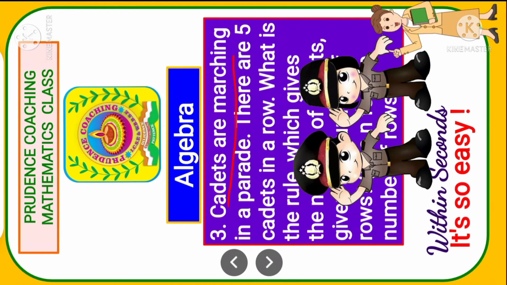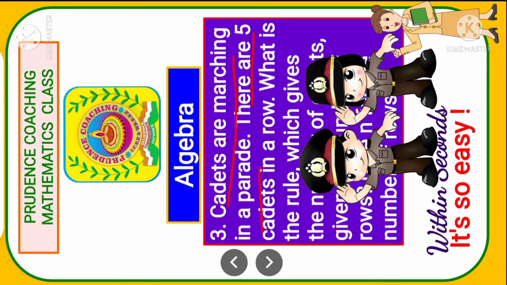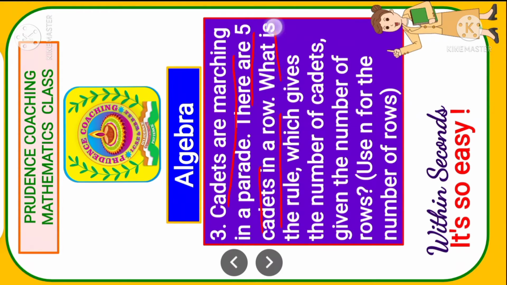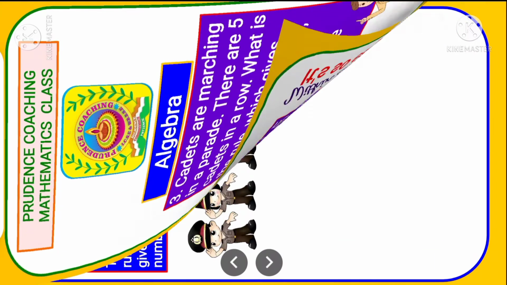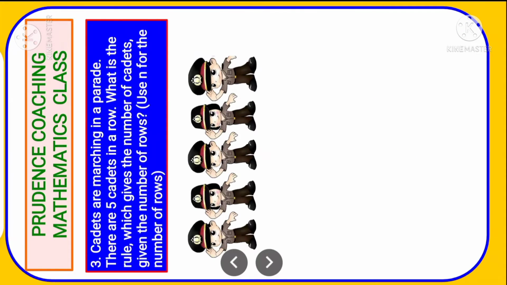Let us read the question first. Cadets are marching in a parade. There are 5 cadets in a row. What is the rule which gives the number of cadets given the number of rows? Use n for the number of rows. That means how many rows there are is not said in this particular question. It is asked that we assume n, which is a variable.